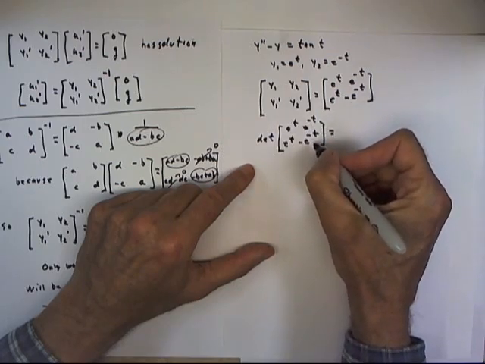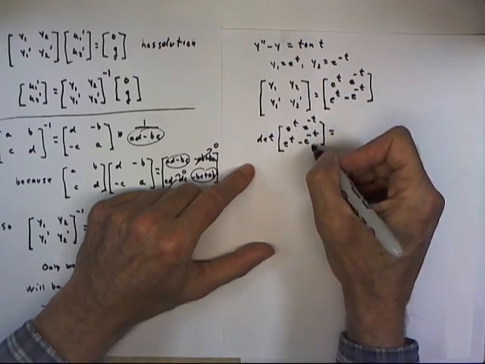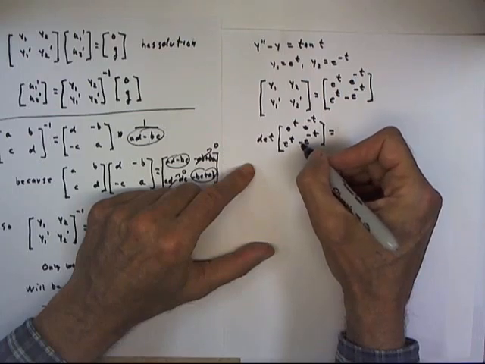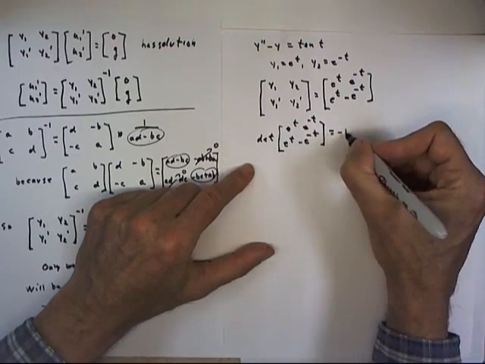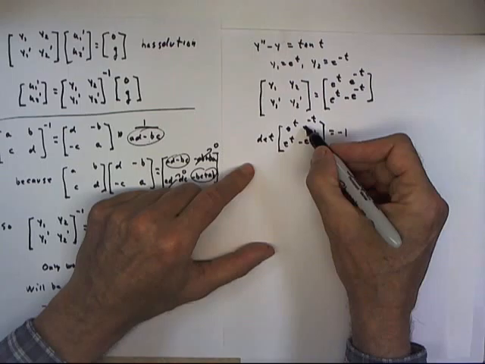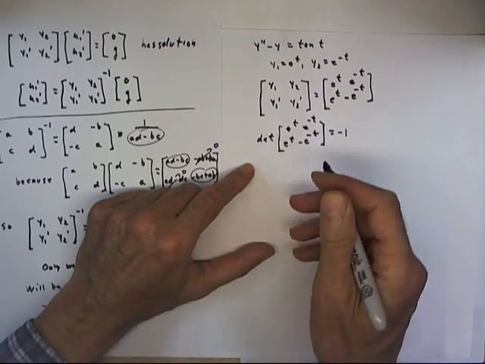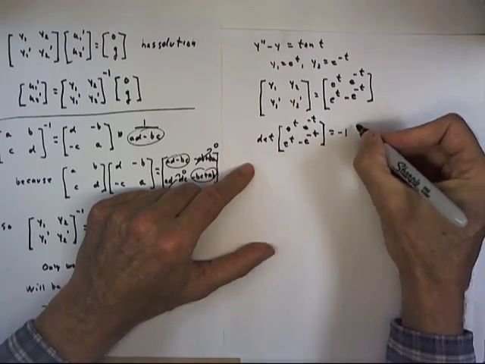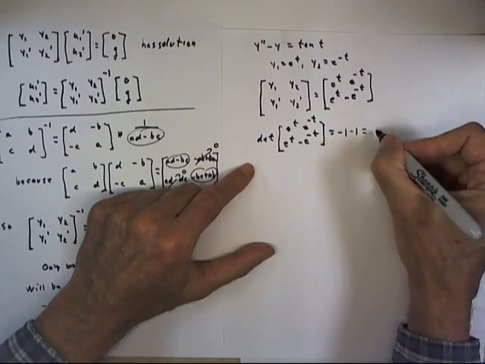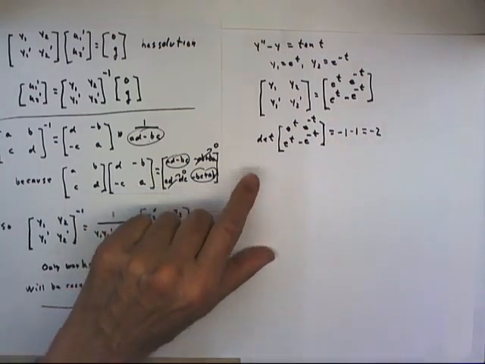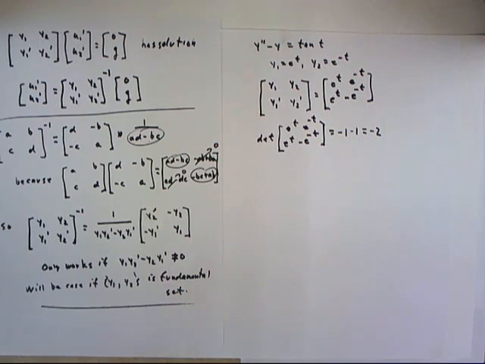is what? It's just this times this. E to the t times e to the negative t is 1. Of course, with the negative here, we get a negative 1. And the other diagonal multiplies out to plus 1, but of course we subtract it, so we get negative 1 minus 1, and that equals negative 2. So the determinant of our matrix is negative 2.